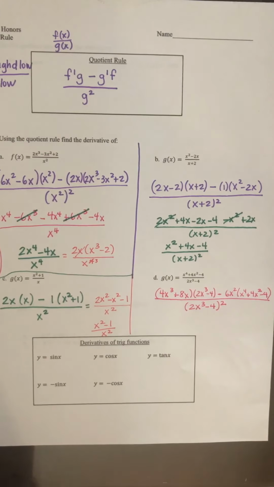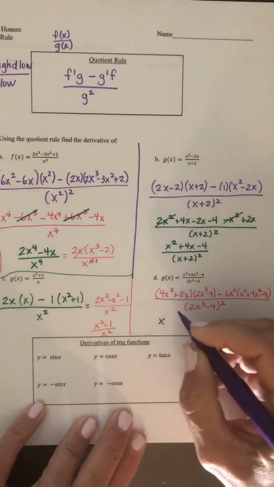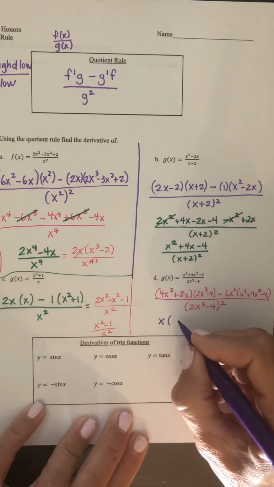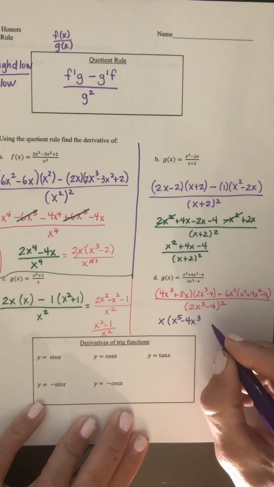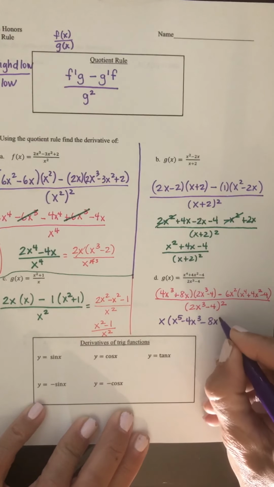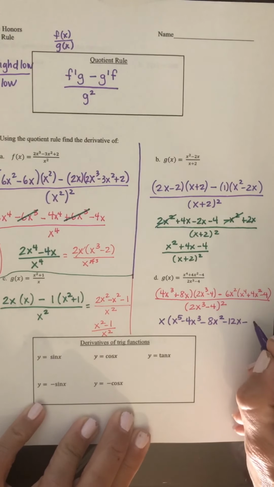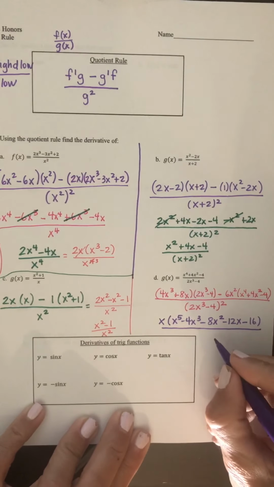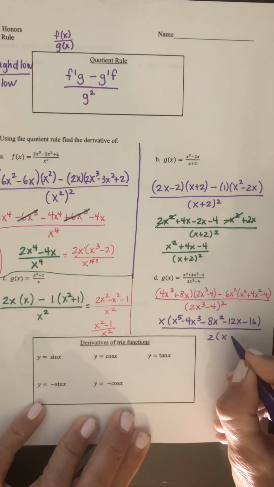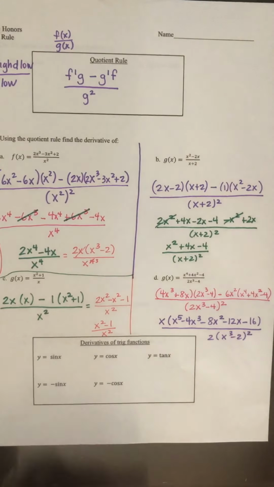All right, so the final answer, let's see what we have here. You're going to wind up with x times x to the 5th minus 4x cubed minus 8x squared minus 12x minus 16, right? That's your top, all over 2 times (x cubed minus 2) squared. That's what the final answer turns out to be in purple.